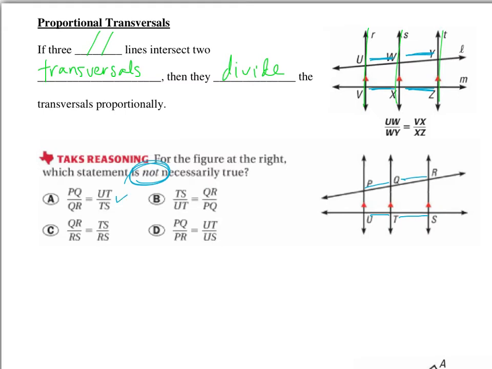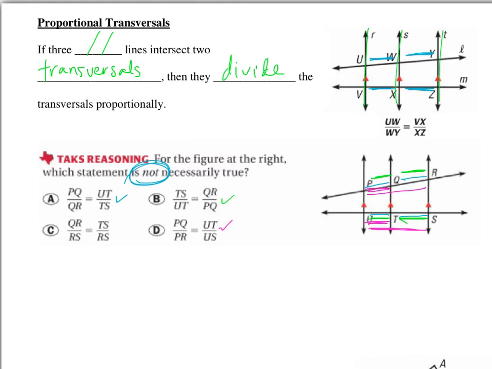So letter B I'm going to do in this green. TS is over UT, so kind of backwards there, and then QR is over PQ, so that one's kind of backwards, that one still works. Next I'm going to do in pink, so PQ over PR, so the whole length, that would work, over, and then equals UT over US. So notice that those pink lines are set up the same way, so that one does work.